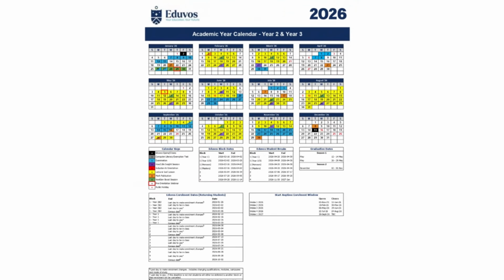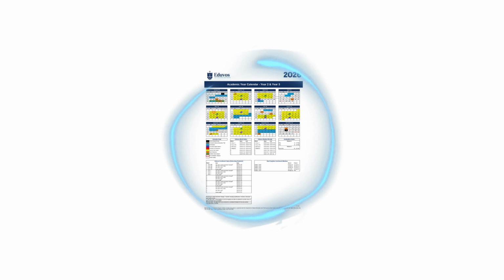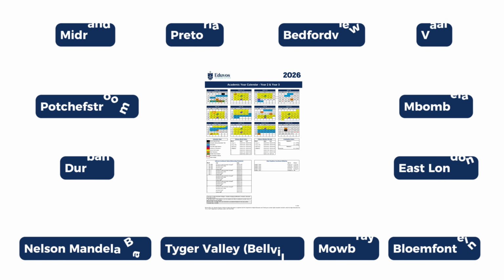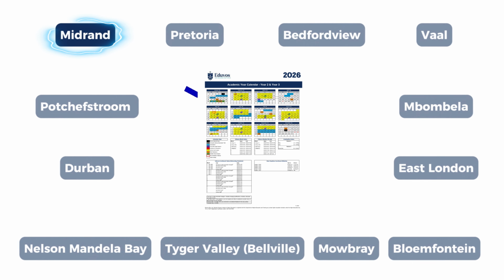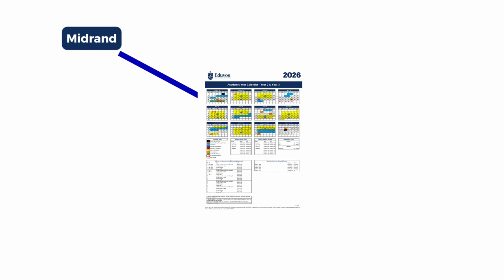The academic year calendar is one resource Eduvos has proven to never compromise on. Do you know why? Because it is the main source of truth shared by all 12 campuses. So every event that each campus creates must either revolve around it or must never conflict with it.